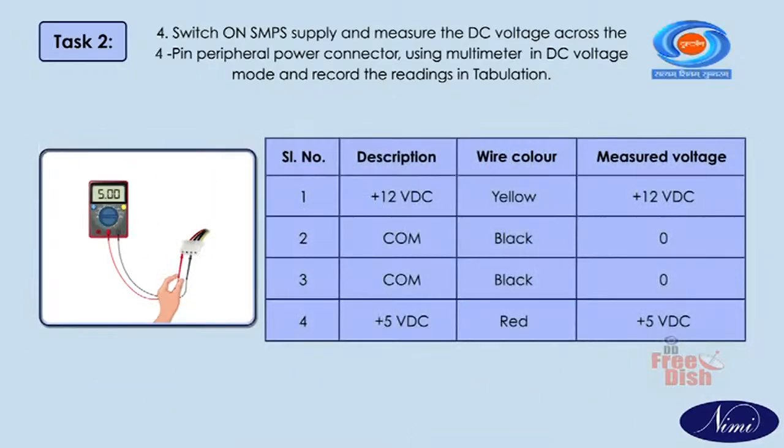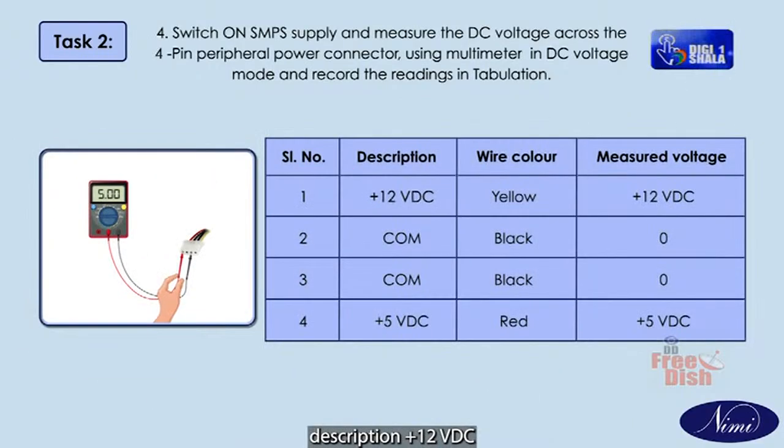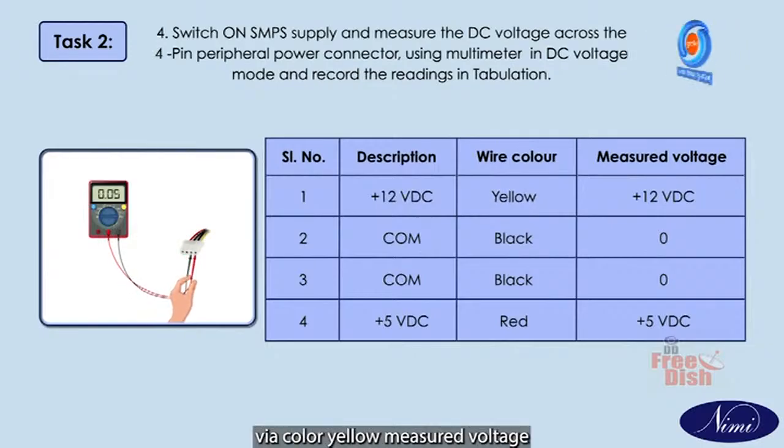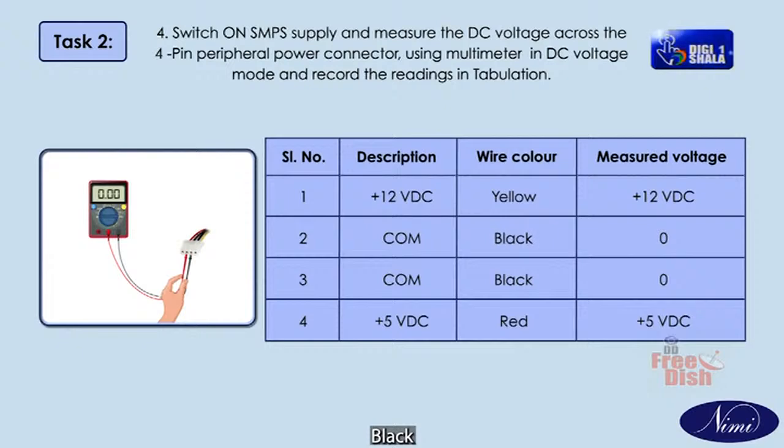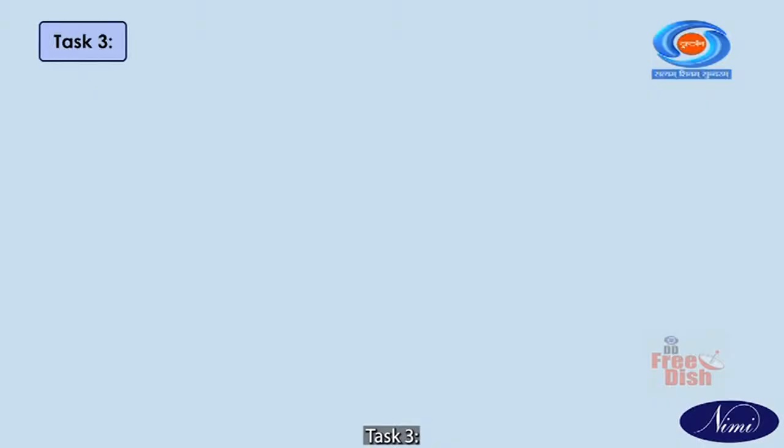Serial number 1. Description: plus 12 VDC. Wire color: yellow. Measured voltage: plus 12 VDC. Number 2. COM: black. 0. Number 3. COM: black. 0. Number 4. Plus 5 VDC. Red. Plus 5 VDC.